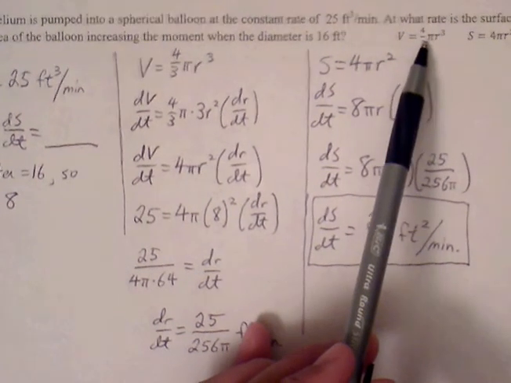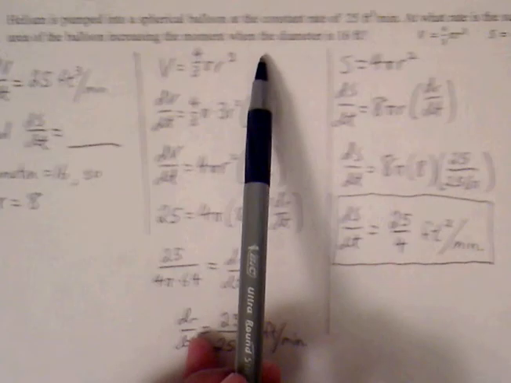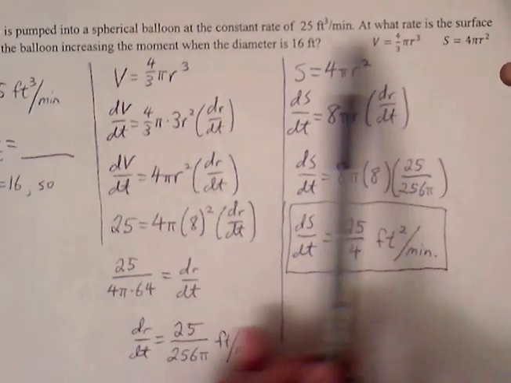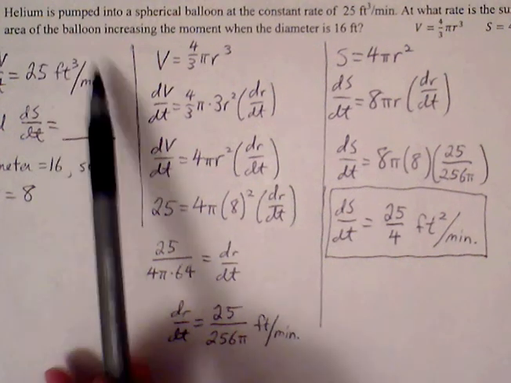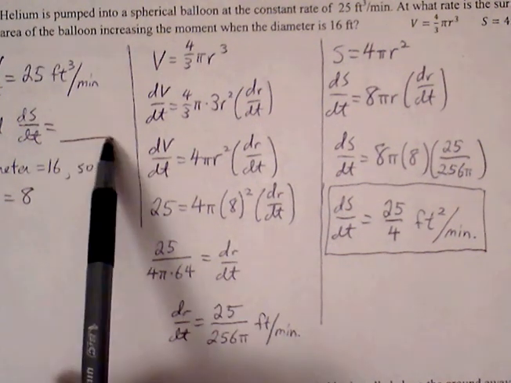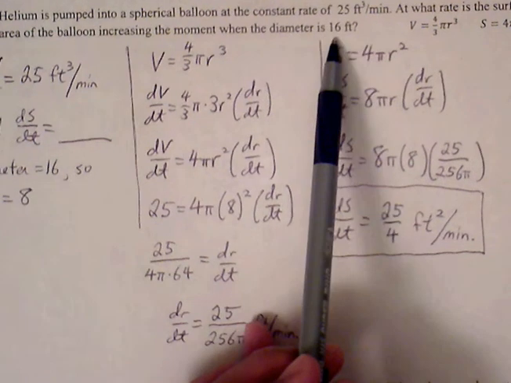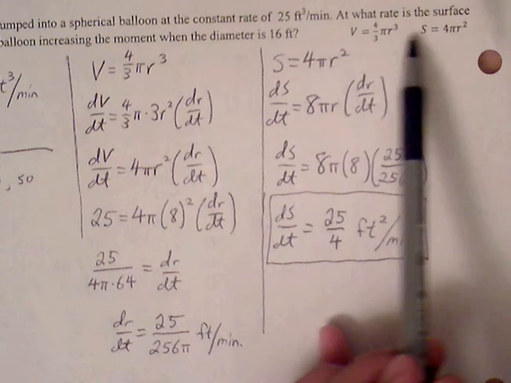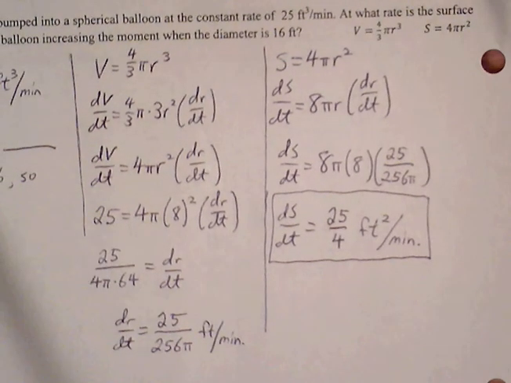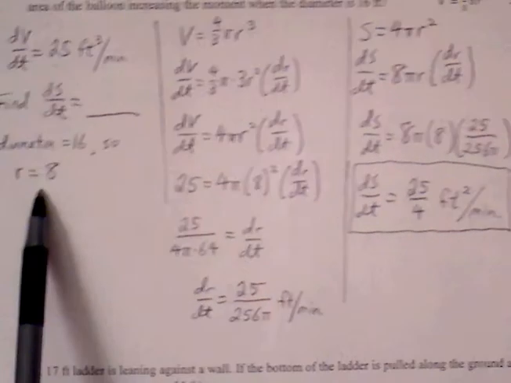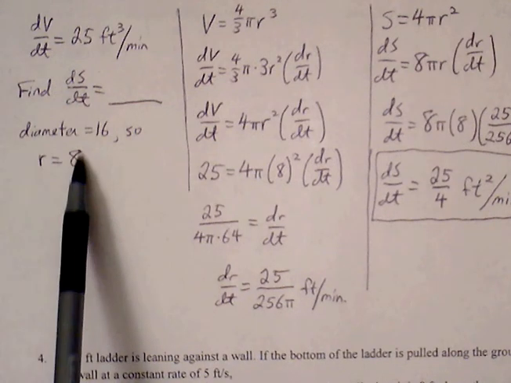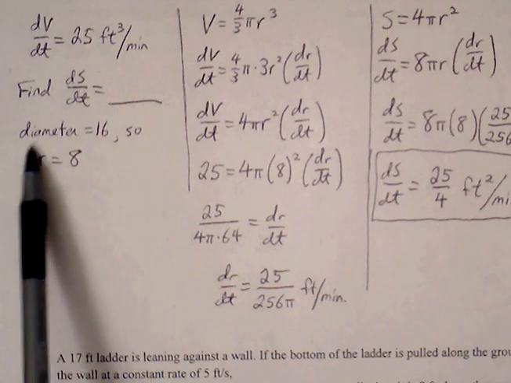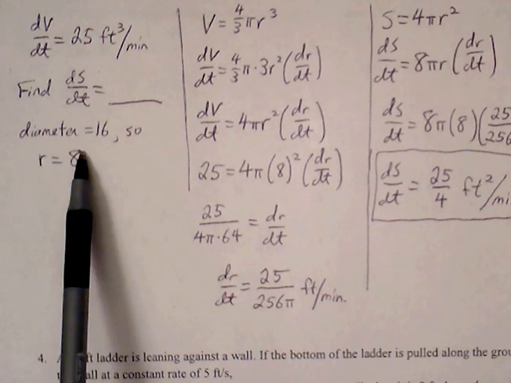At what rate is the surface area of the balloon increasing? So we're looking for surface area's rate. Surface area is S, but we're looking for the rate of that, so we're looking for dS/dt. The moment when the diameter is 16 feet. But the formulas that we're dealing with are in terms of radius, so we'll divide the diameter by 2. 16 divided by 2 is 8, so we adjust the 16 to get a value that we can use for our formula.